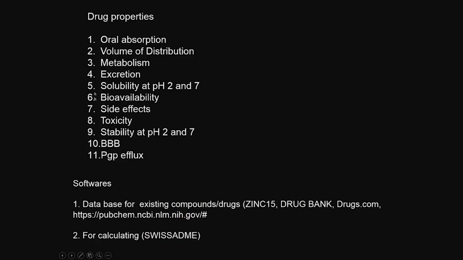efflux. So, many of these properties are given in many of the databases. I will show you some examples now, as well as there are some online softwares where we can calculate theoretically some of these properties. So, we will look at some of these databases like ZINC 15, DrugBank, Drugs.com, PubChem. Some of these drug properties are available, and this particular SwissADME is a software where we can calculate theoretically some of these properties, not all of them, when we draw a structure. Okay, let us look at some of these examples as of now.